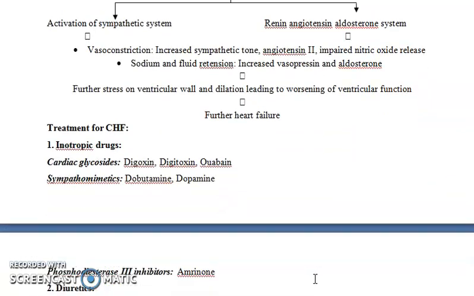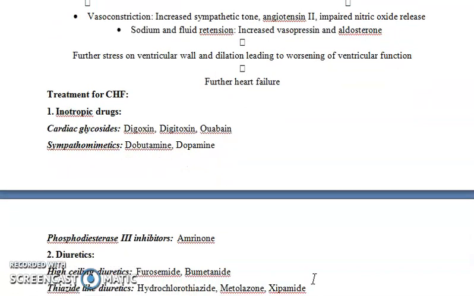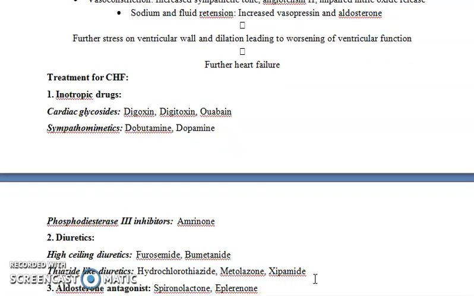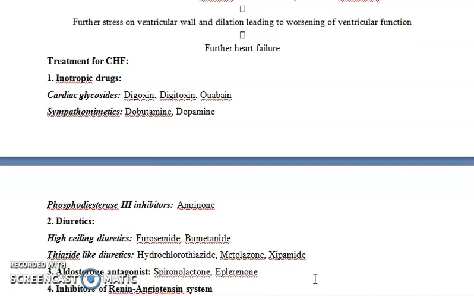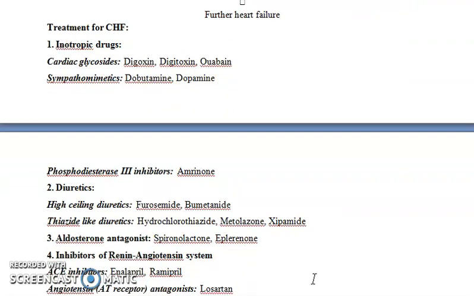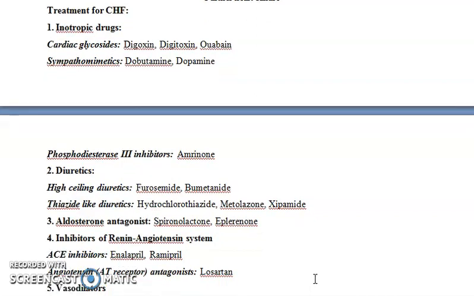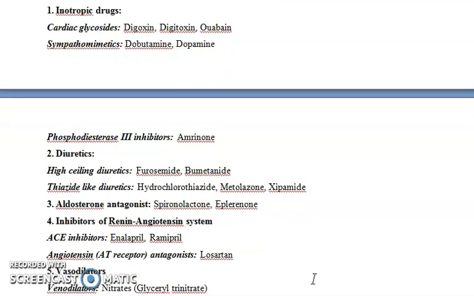Coming to the next one, what is the treatment for congestive heart failure? Various classes of drugs are used. Coming to the main class, that is inotropic drugs, which are further classified into three types: cardiac glycosides, digoxin, digitoxin, and ouabain; sympathomimetic drugs, such as dopamine; and the next one is phosphodiesterase 3 inhibitors, such as amrinone. The second class is diuretics, which are further classified into two types, high ceiling diuretics as well as thiazide-like diuretics. Next is the aldosterone antagonist, that is spironolactone.